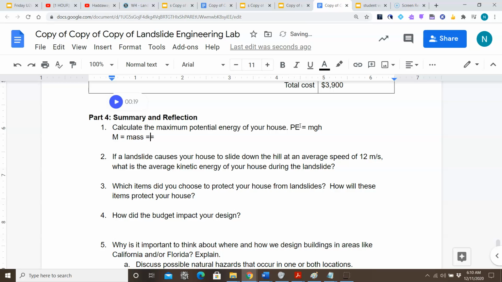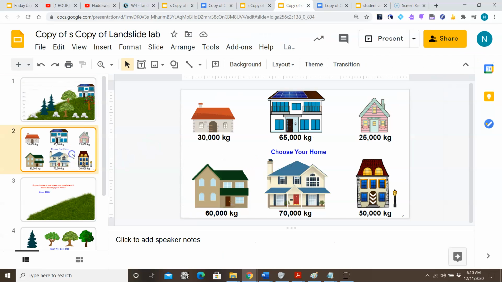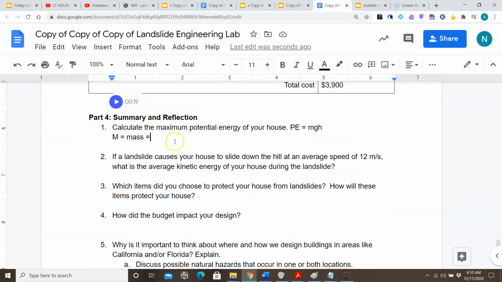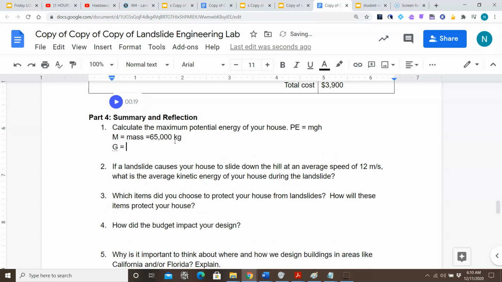To get the mass of your house, you're going to go back to the slides. The house I chose, I used this house here, has a mass of 65,000 kilograms. So the mass of my house is 65,000. And G is always equal to 9.8.